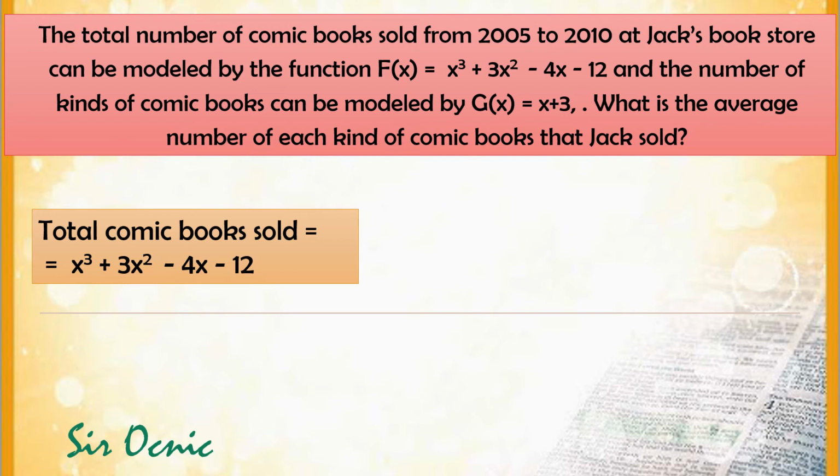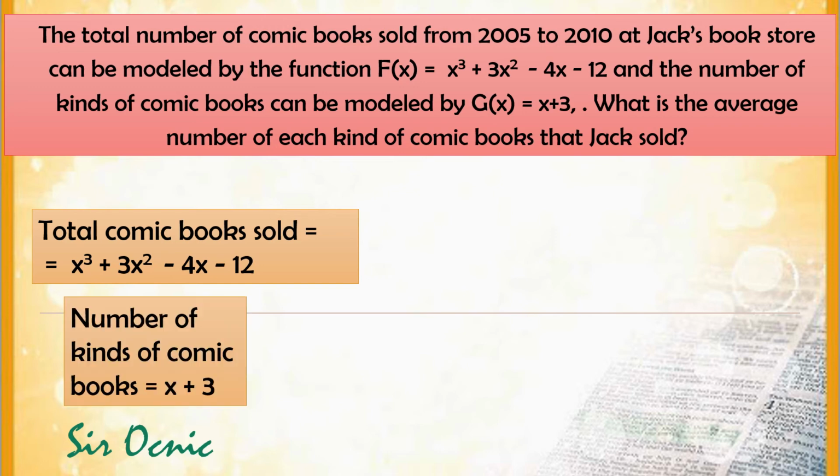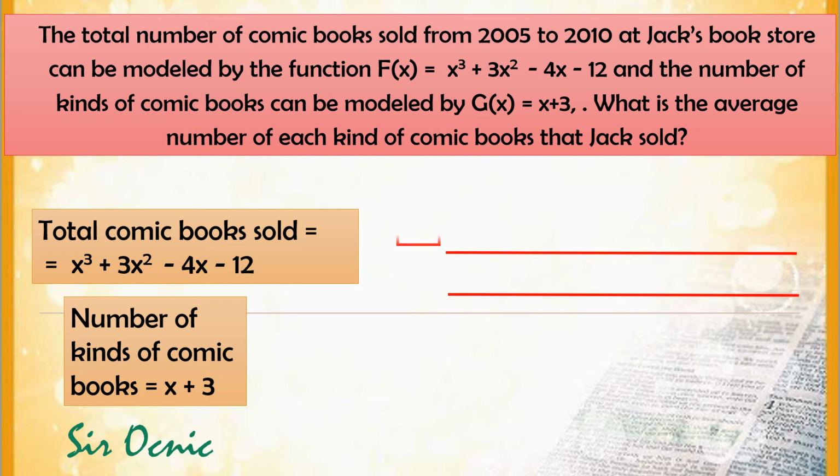The total comic books sold is represented by x cubed plus 3x squared minus 4x minus 12. The number of kinds of comic books is represented by x plus 3. To solve for the average number of each kind, we are going to divide total comic books by the number of kinds of comic books. Using synthetic division, the numerical coefficients of our dividend are 1, 3, negative 4, and negative 12. Since our divisor is equal to x plus 3, that means that the value of x is equal to negative 3.